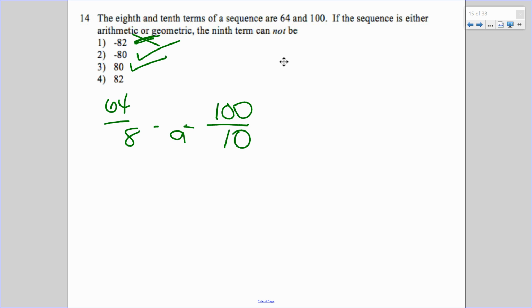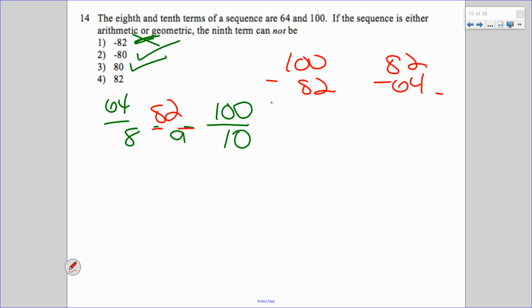I'm going to jump right to trying arithmetic. If it's arithmetic, then 100 minus 82 would be the same. I got some hints, some help from my students there. Thank you very much. 100 minus 82. If that's the same as 82 minus 64, we're in business. They're both 18, so it's arithmetic with a common difference of 18.